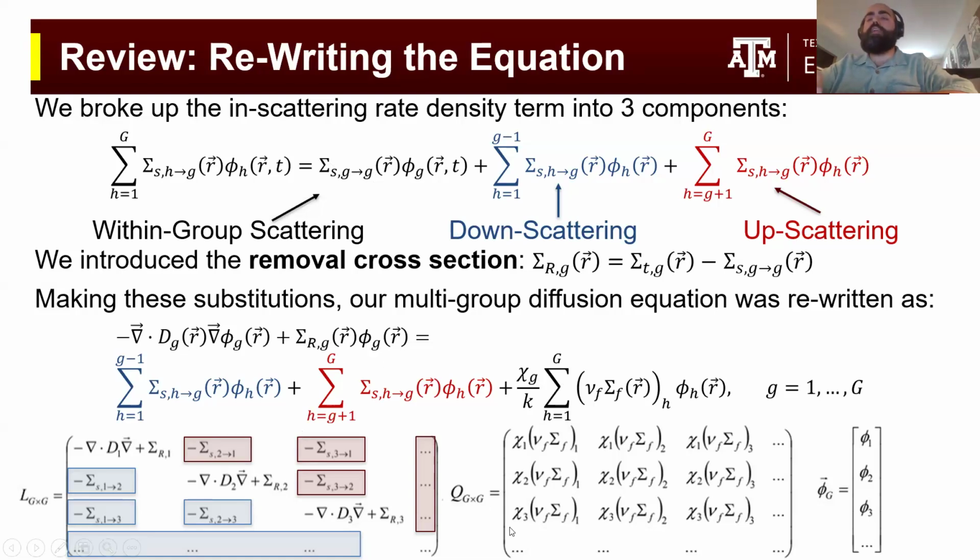And then we can also recognize that this is in a form where we can write it as a matrix problem, where we've got a loss operator, we've got a production operator, and we've got the solution variable for each group.